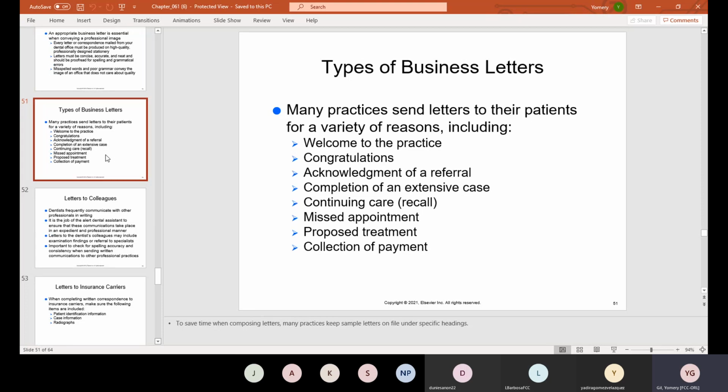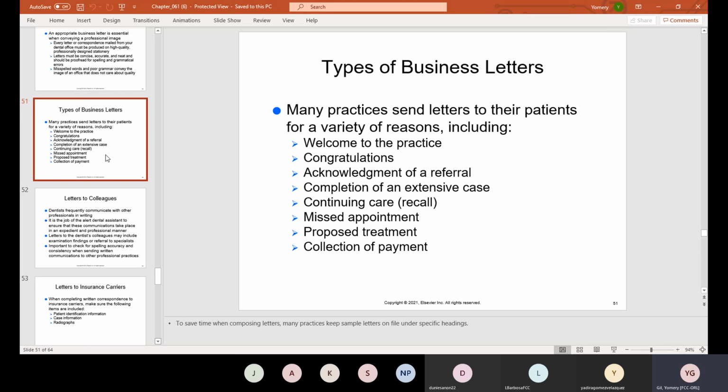Okay, so we're going to get into the types of business letters. Many practices send letters to their patients for a variety of reasons, including welcome to the practice, congratulations. The office is small enough that they might send a congratulations for a new job, a marriage, a birthday, anything like that. Acknowledgement of a referral: if one of the patients refers somebody else to them and that person actually went to your office and became a new patient, you might send them a letter thanking them for the referral.